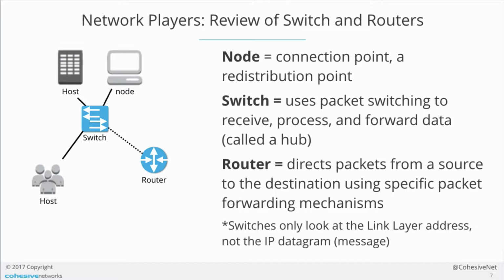And then for those devices, again, a switch uses packet switching to just hop on to the next hop. A router directs packets from a source to the destination, and it uses packet forwarding mechanisms. So switches only look at the link layer address, your MAC address, not your IP datagram, which is your IP address, and that's what routers do.